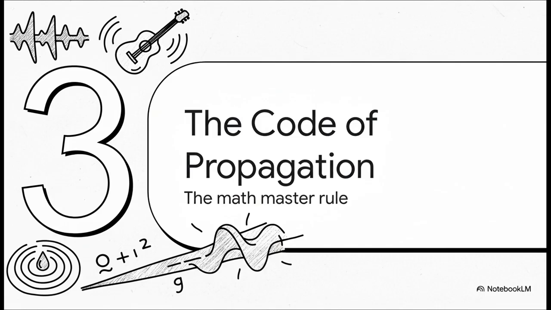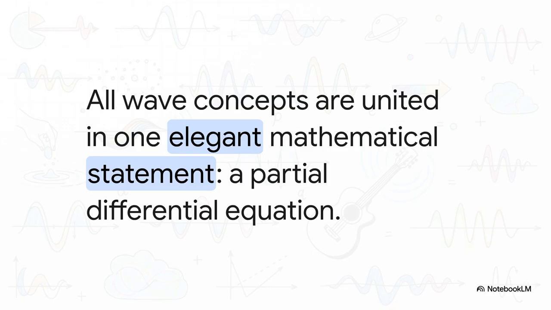Okay, so we've got the basic vocabulary down. Now it's time to really look under the hood at the engine that's driving all of this, the code of propagation itself. All those things we just talked about, amplitude, frequency, velocity, they're all bundled together in one super compact mathematical statement. It's called a partial differential equation. But don't let the name scare you. All it means is that it describes how something changes in both space and time at the same time. The name's not important, it's the beautiful meaning that matters.